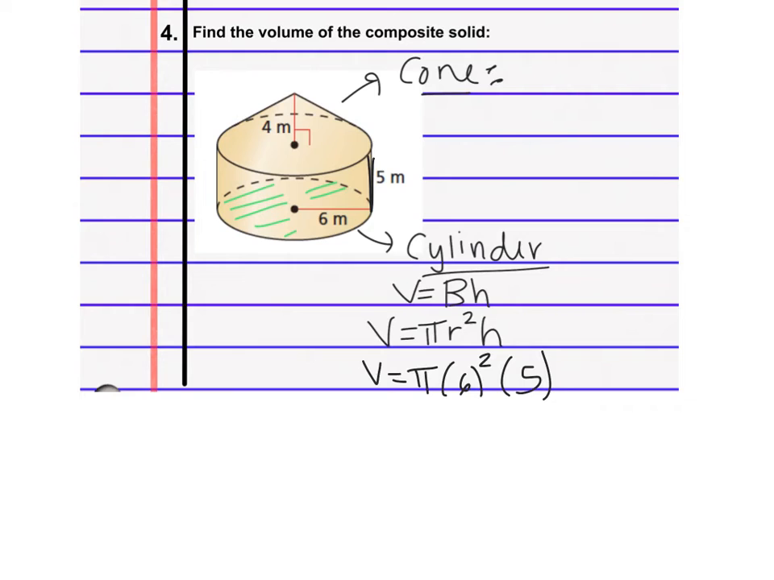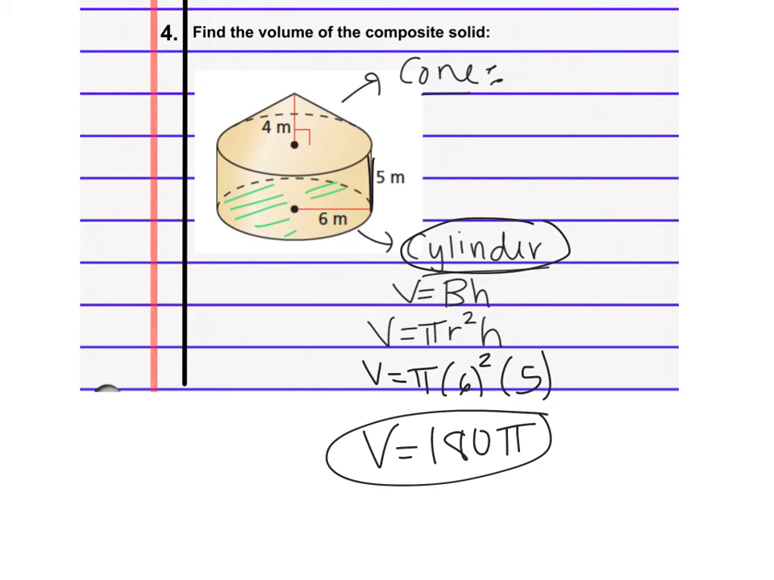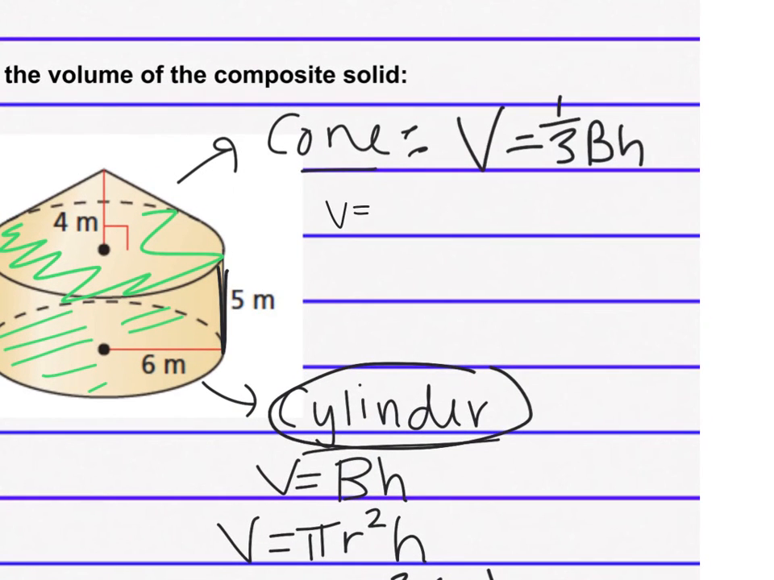So let's see, the cylinder, 36 times 5, that's 180 pi. So that's the cylinder. Cylinder, 180 pi. Now we still need to do the cone. So the cone is 1/3 base times height, because it's a cone, ends in that vertex. The base, big B, of the cone is also a circle. So I'm going to just zoom in here. I can go ahead and make big B pi r squared, and we can plug in what we know.